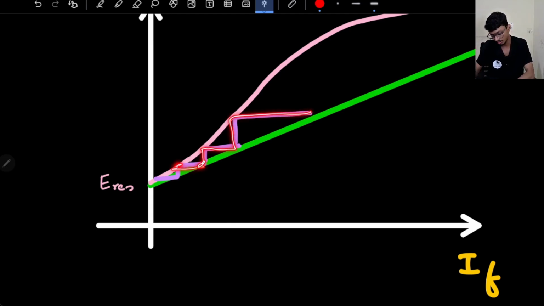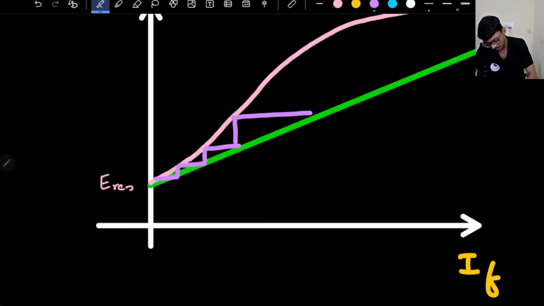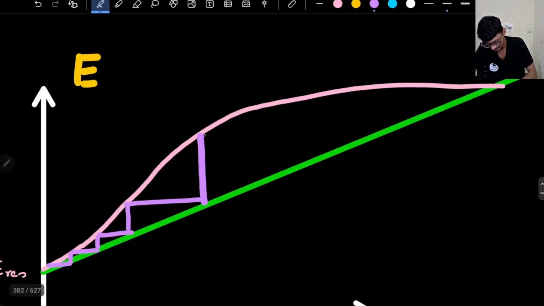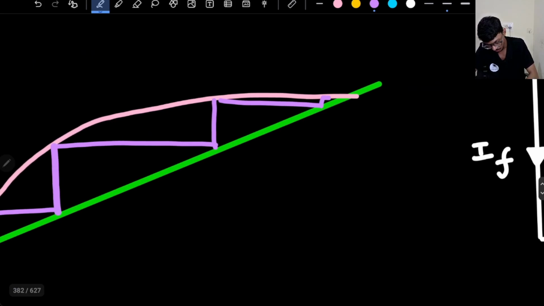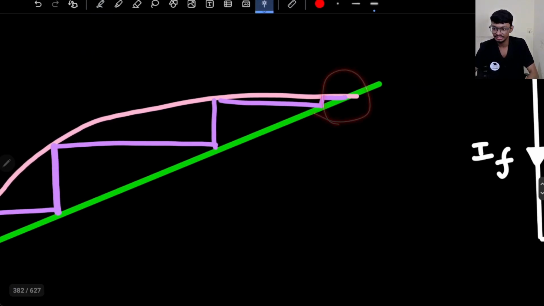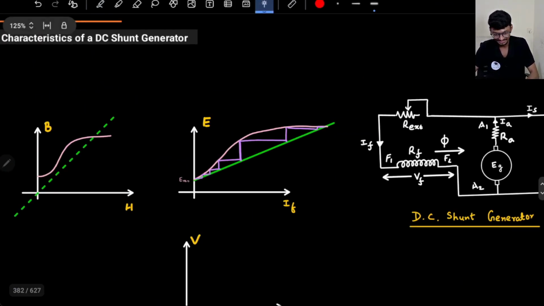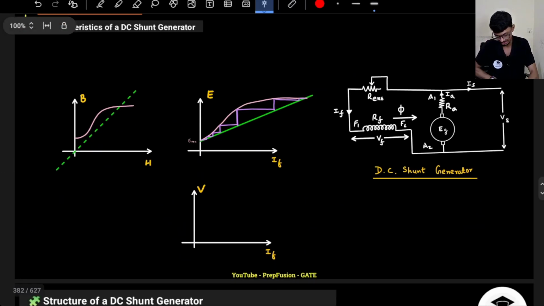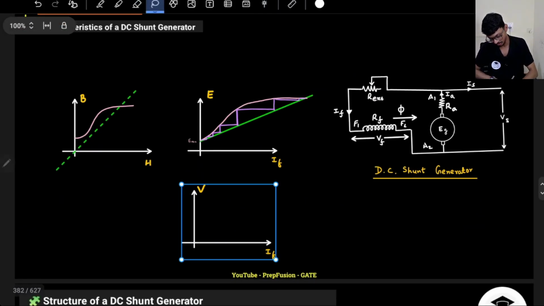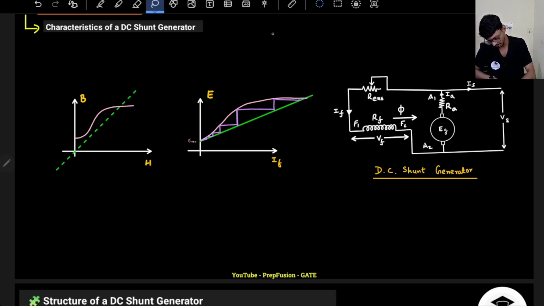Again this will go on and on, okay. This will keep on increasing until this point where both of them will agree, where the conflict will basically be finished. So this is about the voltage buildup. I'm not discussing the terminal voltage for now because there is no load connected here.